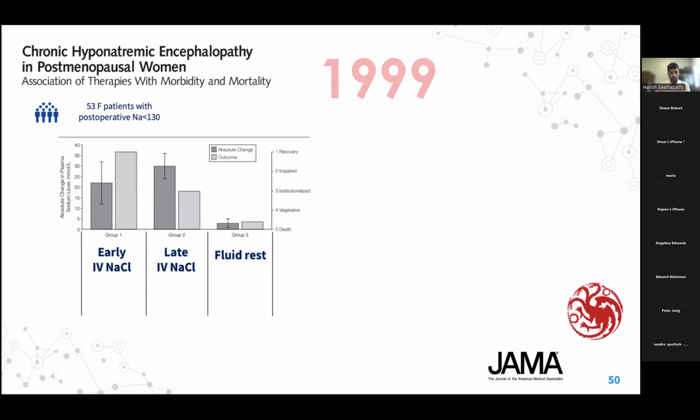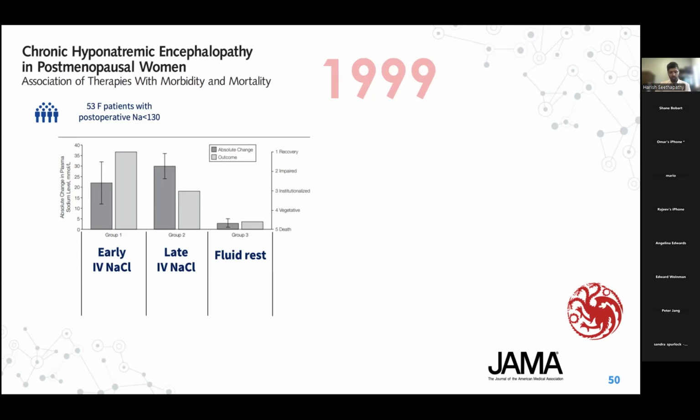In 1999, they did another study, this time with 53 female patients with post-operative hyponatremia. These were postmenopausal women, who are traditionally considered at high risk for hyponatremia after surgery. They divided them into 3 groups. One group got early NaCl. Another group got late NaCl, meaning no intervention for a certain amount of time and then NaCl. And the third group hardly got any intervention except fluid restriction, so they were not really corrected that much.